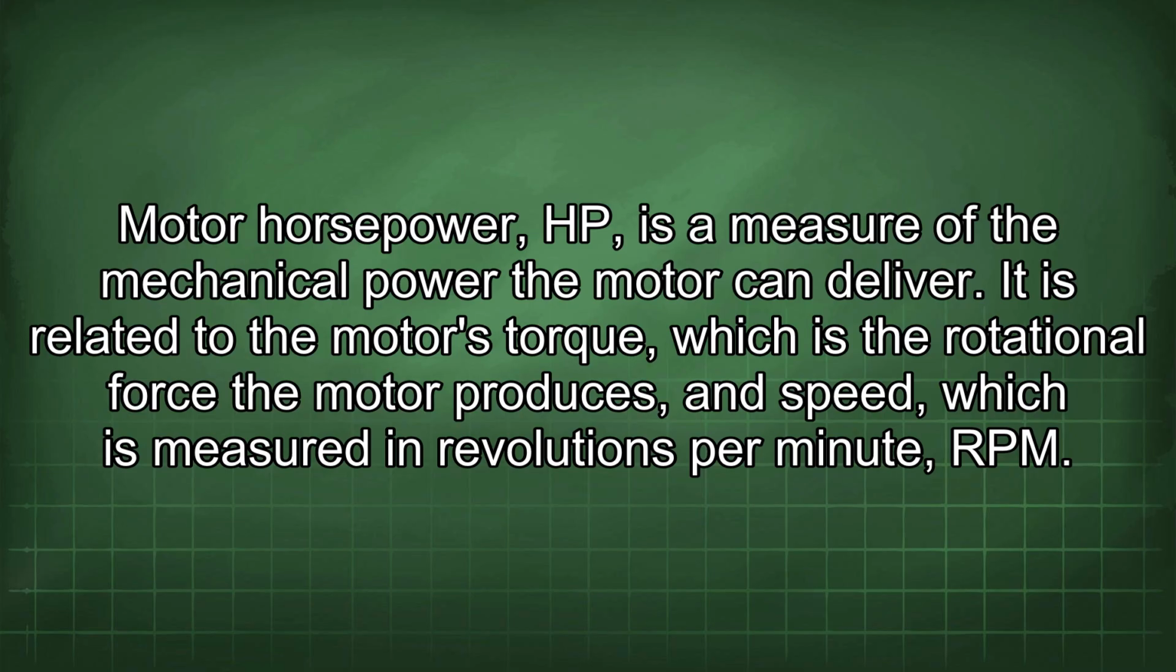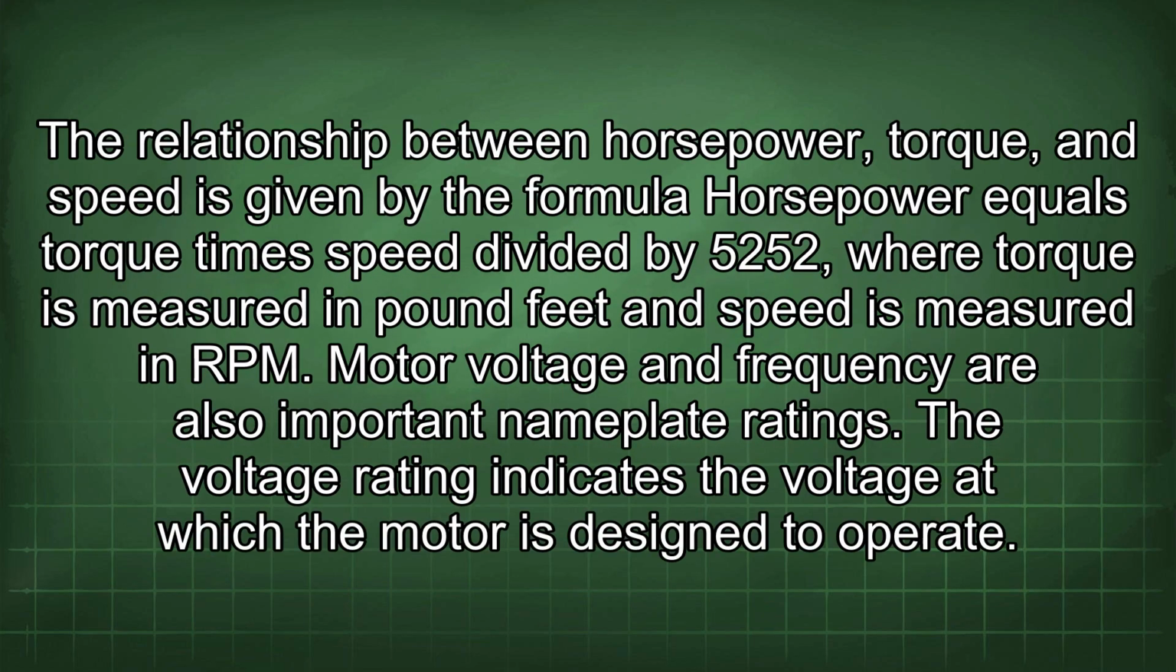Motor horsepower (HP) is a measure of the mechanical power the motor can deliver. It is related to the motor's torque, which is the rotational force the motor produces, and speed, which is measured in revolutions per minute (RPM). The relationship between horsepower, torque, and speed is given by the formula horsepower equals torque times speed divided by 5,252, where torque is measured in pound-feet and speed is measured in RPM.